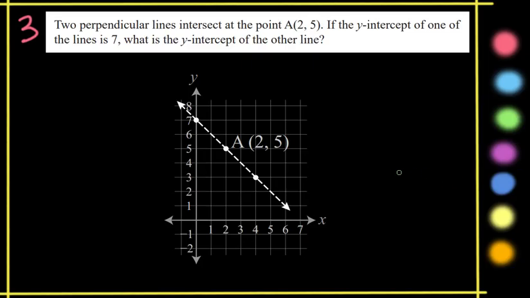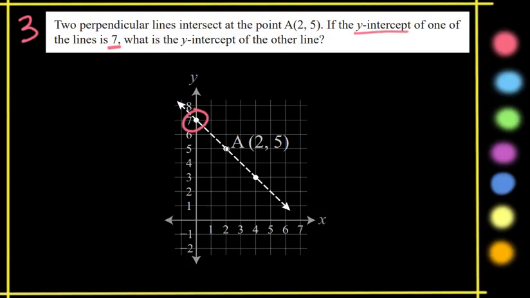This one says two perpendicular lines intersect at point (2, 5). They've got one of the lines graphed at least, and that intersection point. It says if the y-intercept of one of the lines is 7, that's this one here, then what is the y-intercept of the other line?